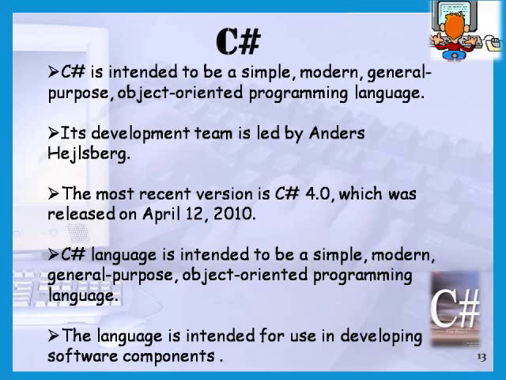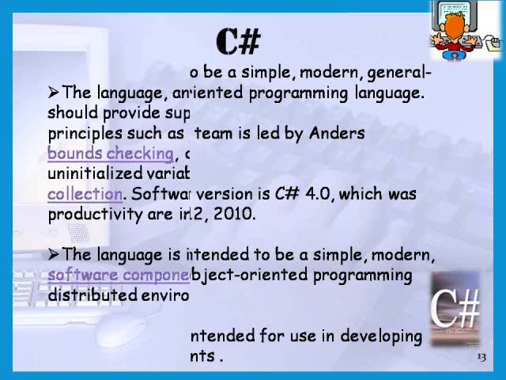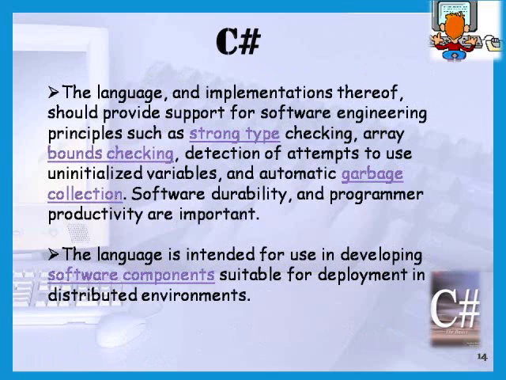The language and its implementations should therefore provide support for software engineering principles such as strong type checking, array bounds checking, detection of attempts to use uninitialized variables, and automatic garbage collection. Software robustness, durability, and programmer productivity are important. The language is intended for use in developing software components suitable for deployment in distributed environments. Source code portability is very important, as is programmer portability, especially for those programmers already familiar with C and C++. Support for internationalization is very important.